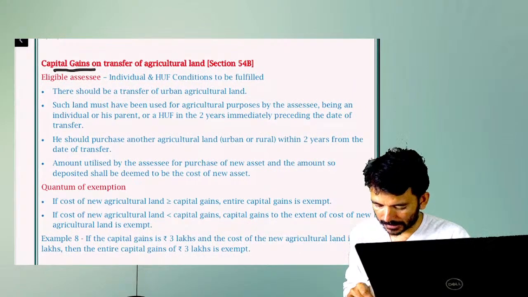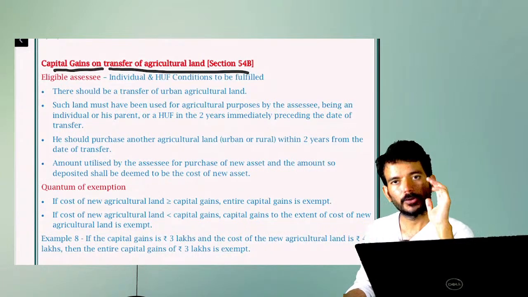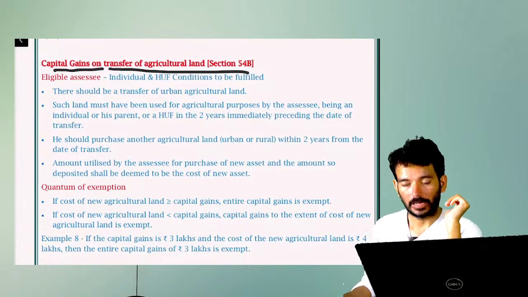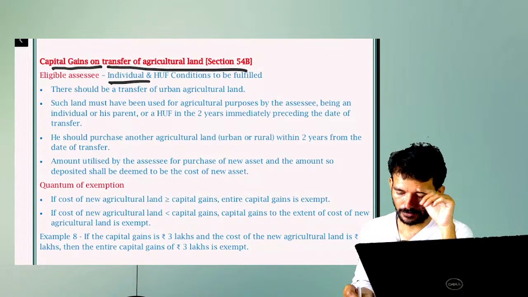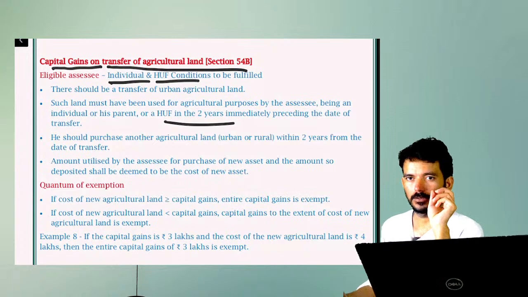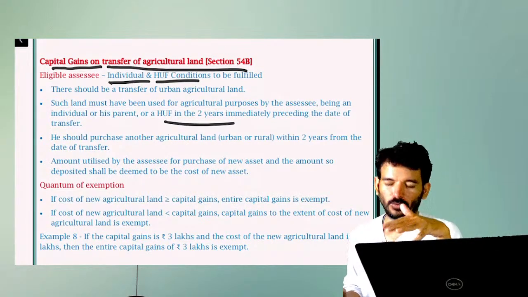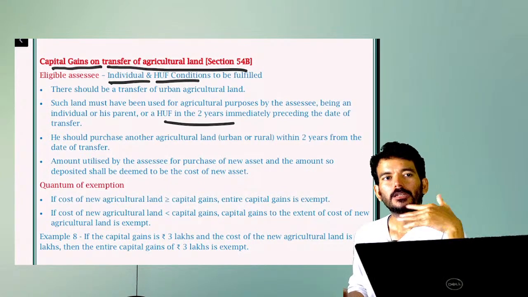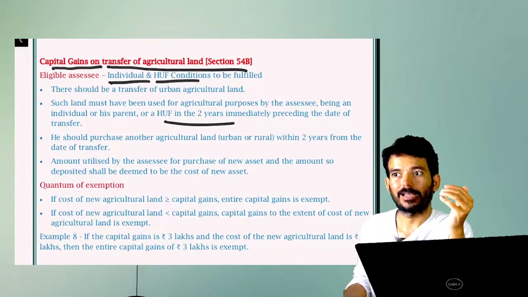So next, capital gain on transfer of agricultural land. So 54 is for your general residential house, this is for your agriculture. Okay, the only thing is it is applicable only for individuals and HUF. The only condition is that you should be using it for at least 2 years prior to the transfer. It's an old concept, but even now some places they use it for agricultural purpose for 2 years, and they say that it's an agricultural land so that they can get more benefit.